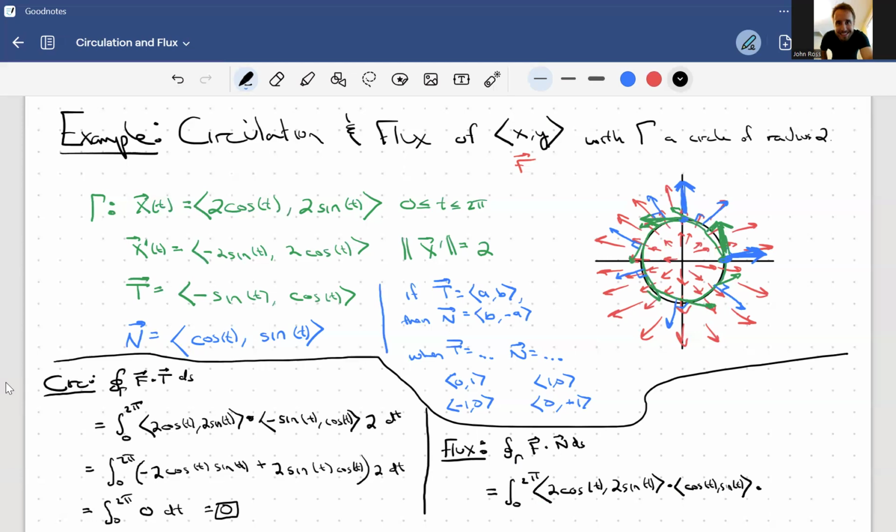We're then going to multiply at the end. Sorry, that's not a dot product. That should be a multiply. We're going to multiply by the speed of the parameterization. So that's times 2. And then integrate dt.